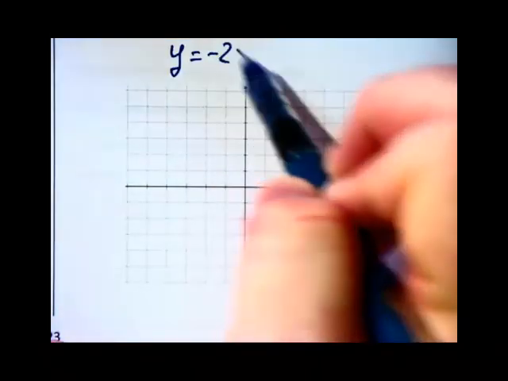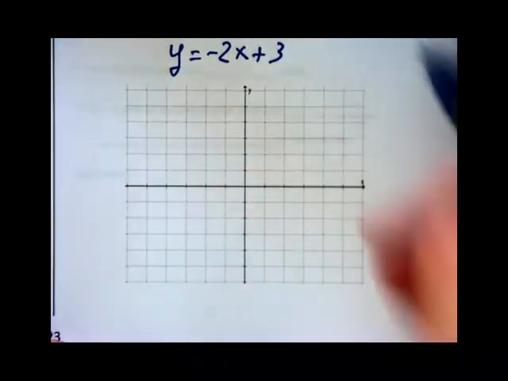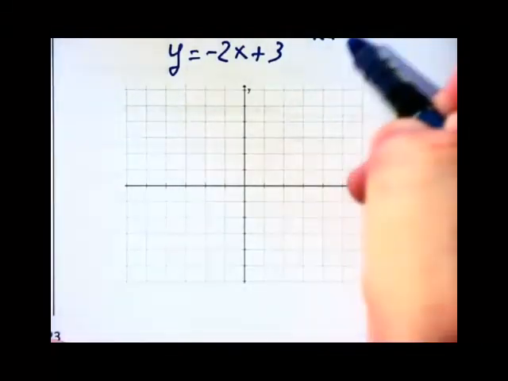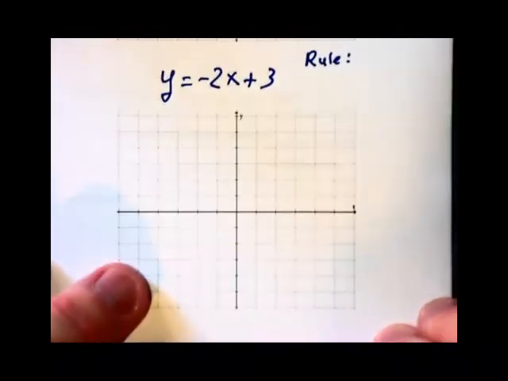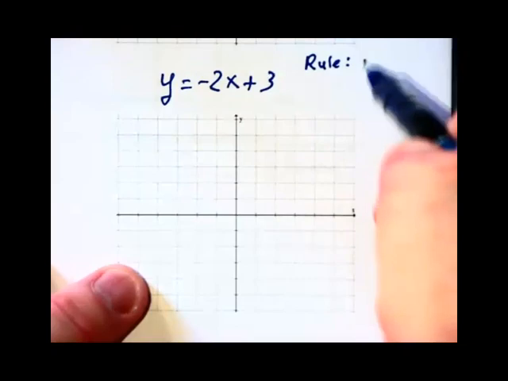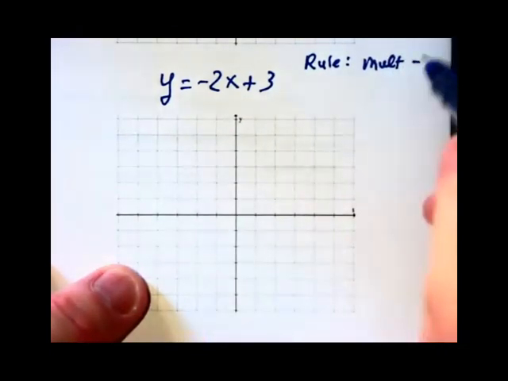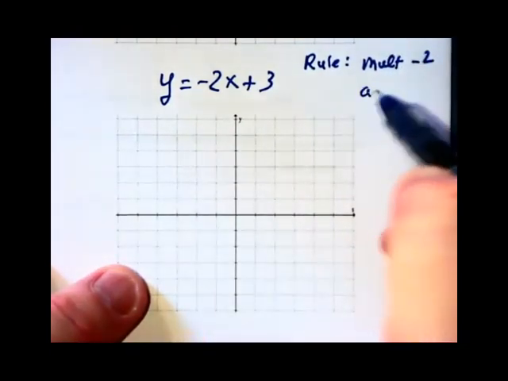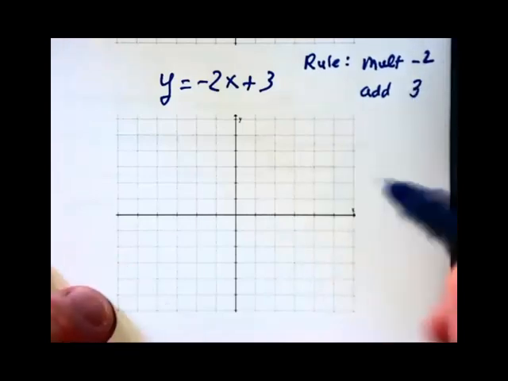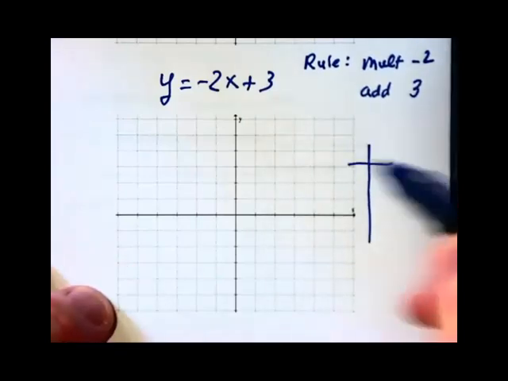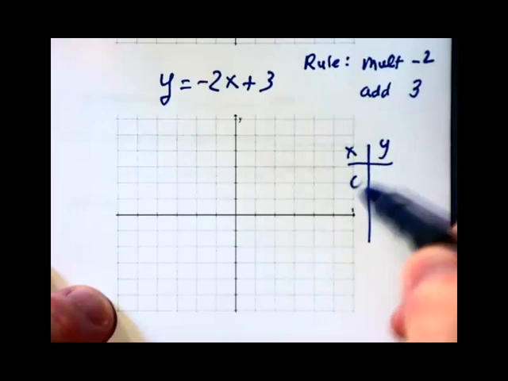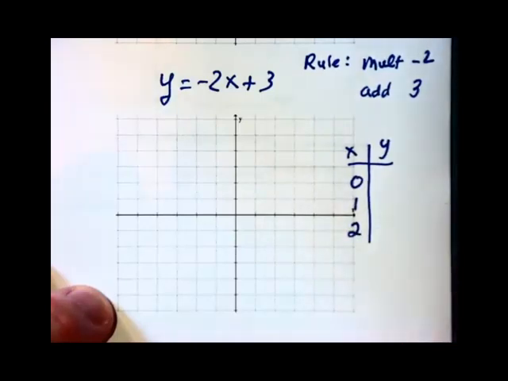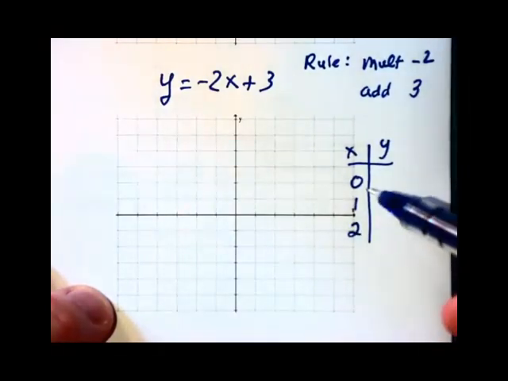And the third and final equation that you were asked to graph is y equals negative 2x plus 3. Here the rule you should have worked with, let me move that down a little bit, is multiply by negative 2 and then add 3. So choosing numbers to input, I'm going to choose again 0, 1, and 2, which is most likely what you've chosen. 0 multiplied by negative 2 is still 0.